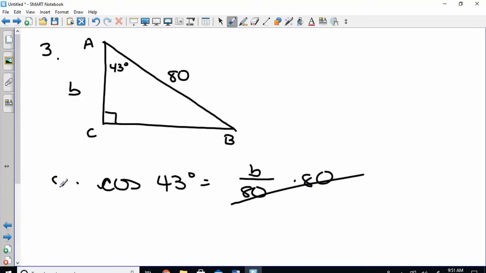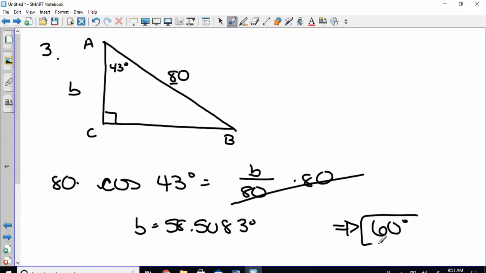Multiply over the 80, and make sure you're in degree mode. Put it in the calculator, and you get b to be 58.5083. It said significant digits. 80 is only one significant digit, so you could round this to 60 centimeters. Sorry, centimeters, we weren't in degrees.